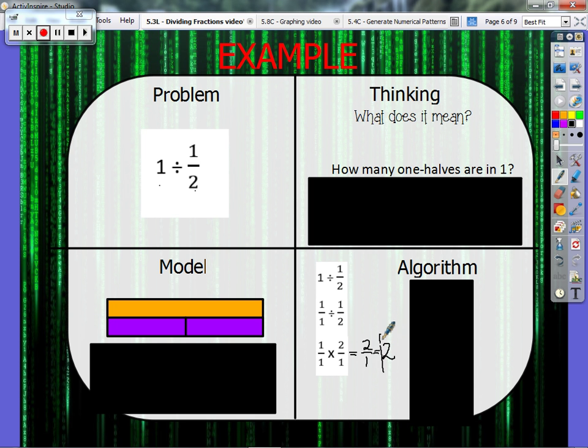You can check yourself to make sure you did this correctly, because the answer you got when you solve the problem should be matching your picture. We got 2 as the answer, and we got 2 for our model. So we know we worked out the problem correctly. Okay?